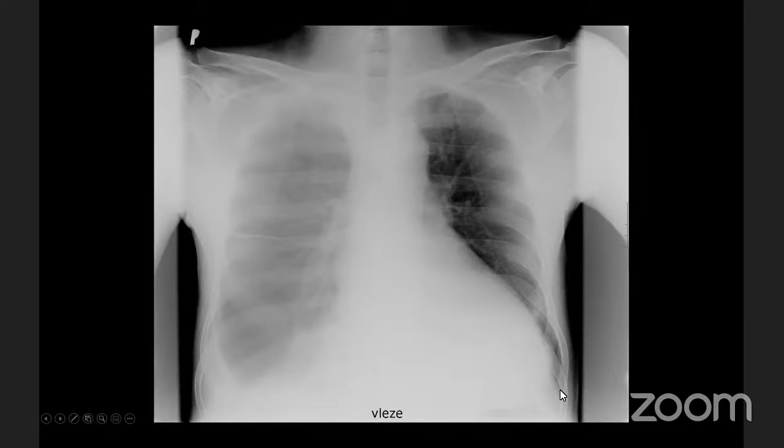The trachea is slightly deviated to the left. I think it's in the middle. Okay, it's in the middle. Great. Bones. I can't see anything looking at it right now. And soft tissues. I wouldn't say anything. Yeah, great.